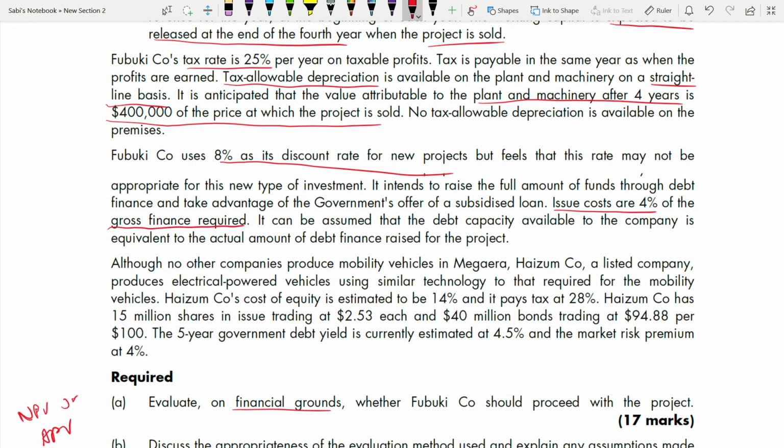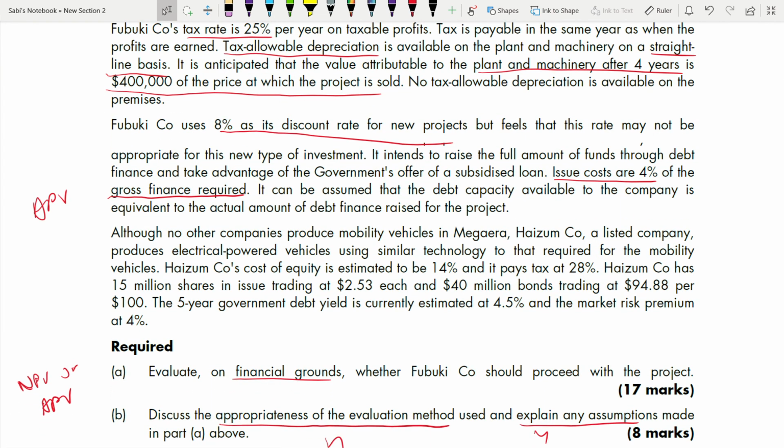All these are leading to your APV. That means you have to calculate this. Even though from this question it is not clear what you have to calculate, how will you know? All these terms are there: issue cost, subsidized loan, borrowings increasing. All these are ways of indicating, giving you a hint, that you have to use adjusted present value. Sometimes if you are lucky, they will directly specify calculate, but most of the time it is not like that. So you have to be prepared.